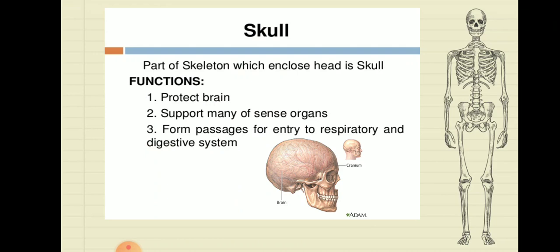It's a part of the skeleton which encloses the head, and the brain is protected inside the skull, and it supports many of the other sense organs. You all know that the brain is known as the CPU. Yes, it acts like a CPU. Whatever messages are sent to the brain, the brain takes the decision, and then that is followed by all our body organs. So it's a decision maker, and therefore we need to protect it. This protection is provided by the skull. It forms a passage for entry to the respiratory and digestive systems. So these are all the functions carried out by the skull.